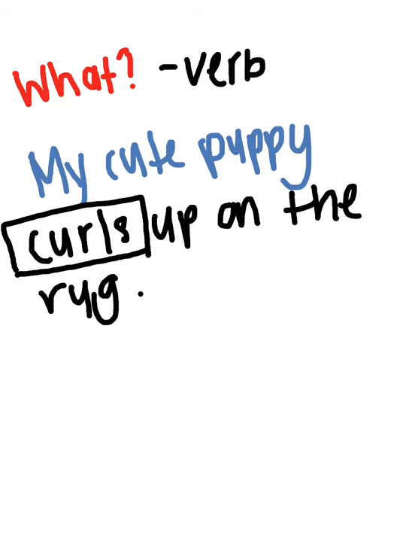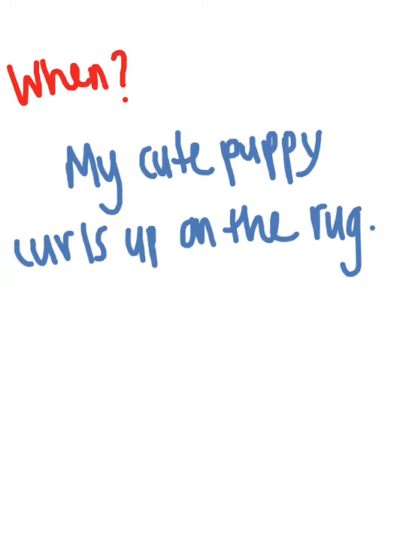Now we're going to look at the next question that we need to answer in our sentence, which is when. So far we have my cute puppy curls up on the rug. Does she curl up on the rug in the morning, at night, once a week? We need to answer that question of when. If I'm talking about my puppy and it's asking me when does your puppy do that, I'm going to say each night. So I'm going to add each night to the beginning of this sentence. Okay, so we're going to have: each night my cute puppy curls up on the rug.